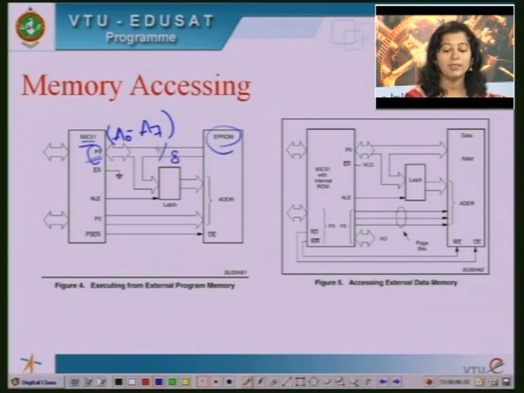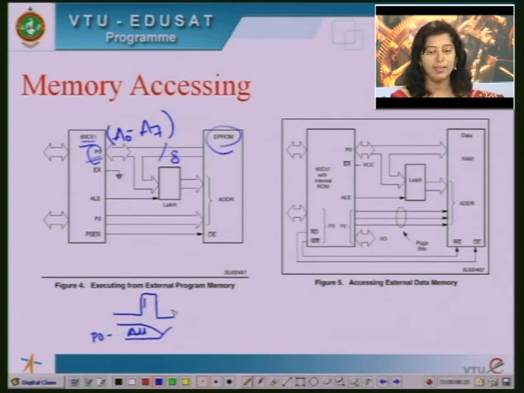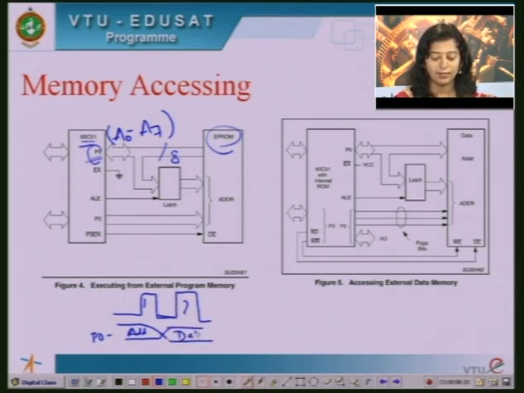The same 8 bits will be carrying data in the next clock cycle. During the first clock cycle, P0 should have the address, and during the second clock cycle, the same 8 bits are going to carry data. So then what happens to the address? That address should be available even during the second clock cycle. If I overwrite it with data, then the address will be lost. So what do we do?